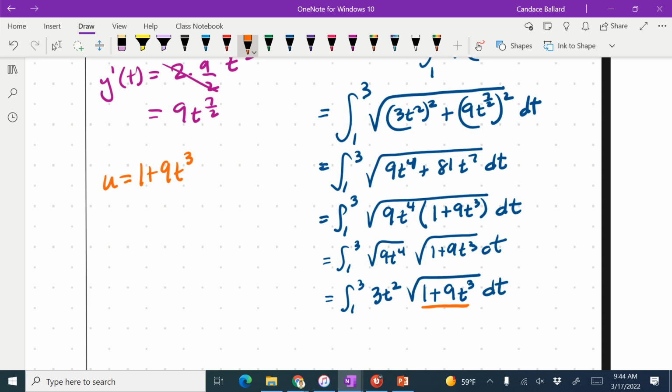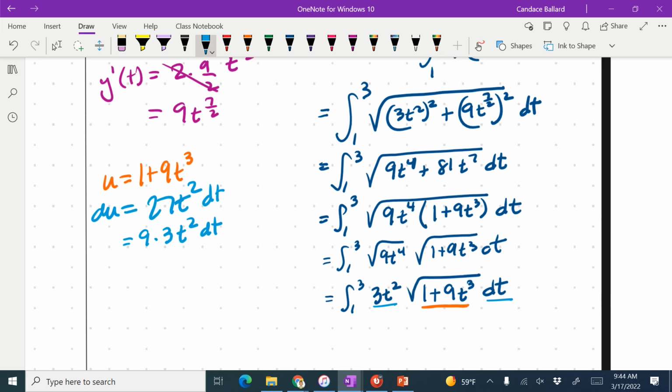All right. So du is going to be what? 27t squared. Perfect. All right. I'm going to rewrite the 27 as 9 times 3. That should help us. Oh, I forgot the dt, didn't I? Put the dt. Okay, so it looks like I have 3t squared dt.